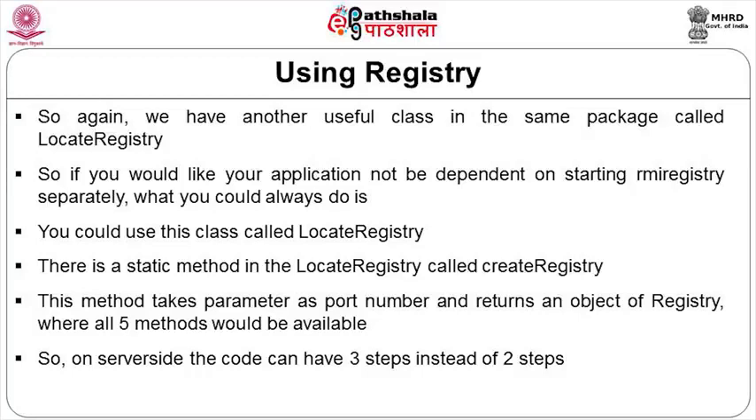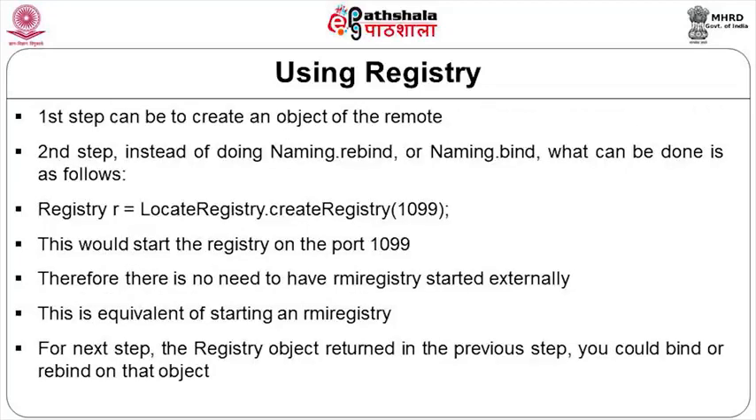So on the server side, in the code, we can now have 3 steps instead of 2 steps. The first step is when he creates the object of the remote, that's fine. But now for the second step, instead of doing Naming.rebind or Naming.bind, what he could do is reserve that port 1099. So for example, I'll say LocateRegistry.createRegistry and pass the parameter as 1099, the port number on which I would like to start the registry.